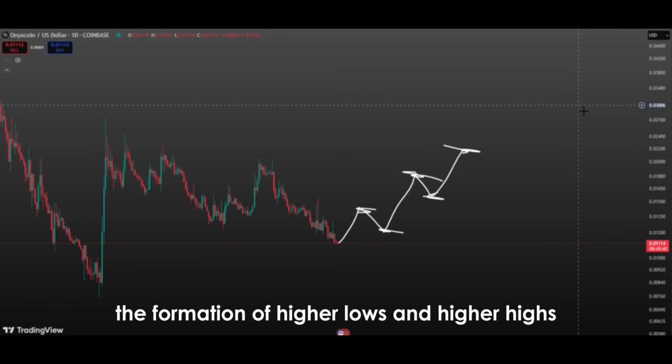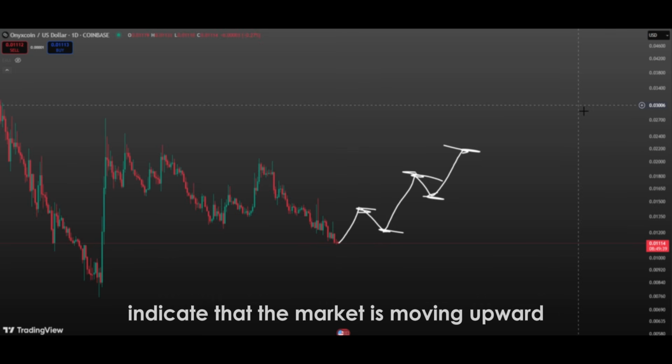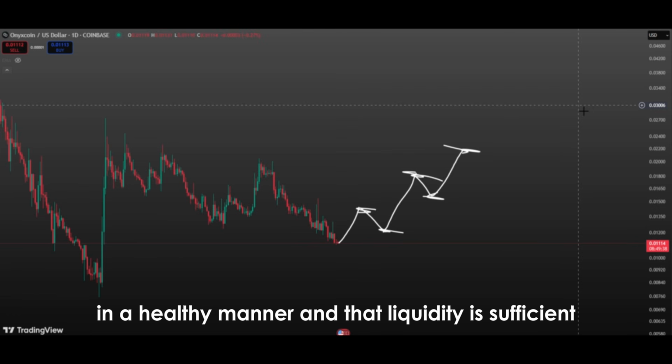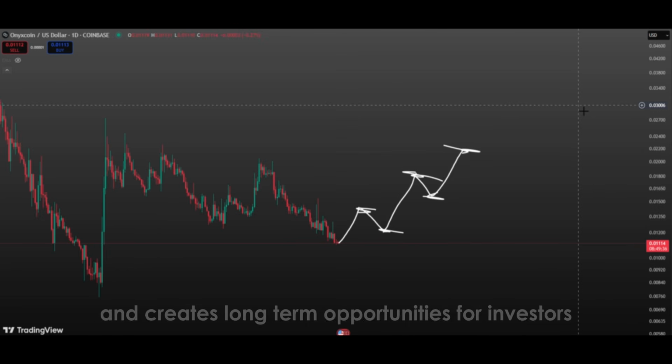The formation of higher lows and higher highs also reflects market liquidity and investor participation. Buyers entering at each new low indicate that the market is moving upward in a healthy manner and that liquidity is sufficient. Higher highs confirm buyer strength and continued market momentum. This enhances trend sustainability and creates long-term opportunities for investors.